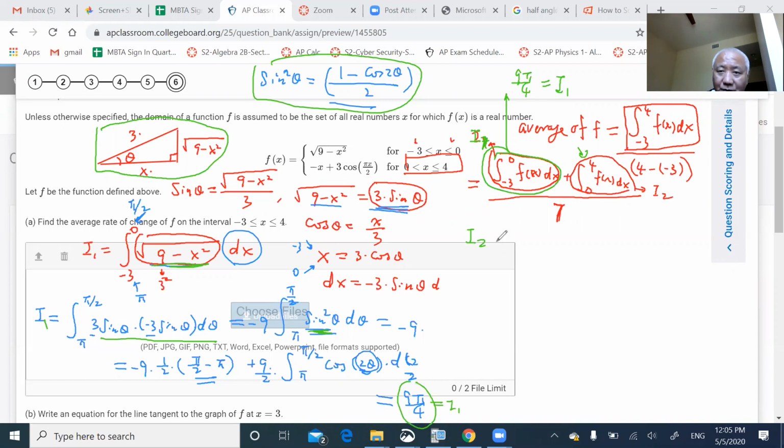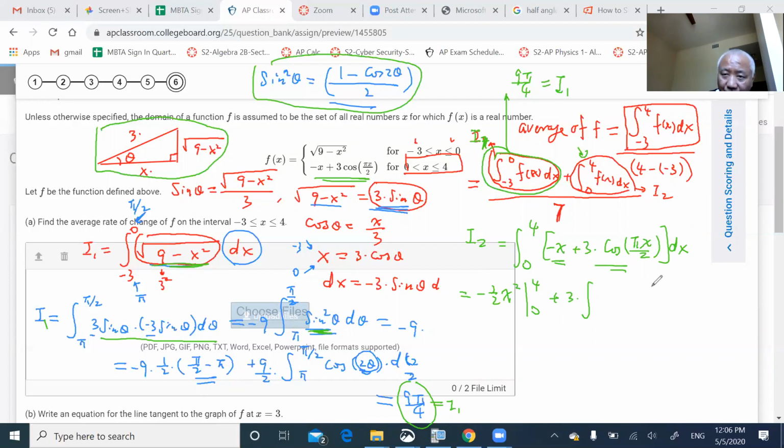I2 now. I2 is the integration from 0 to 4. When we go 0 to 4, we have to use this function now. We use this piece. So we have the integral of negative x plus 3 cosine pi x over 2 dx. This one for this part is easy. It's negative 1/2 x squared, 0 to 4, right? And then plus this part, that's 3 here, integration.